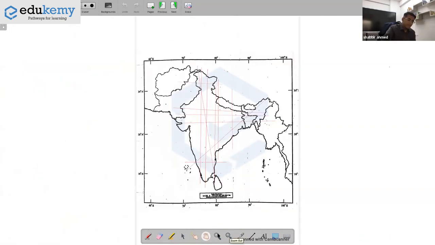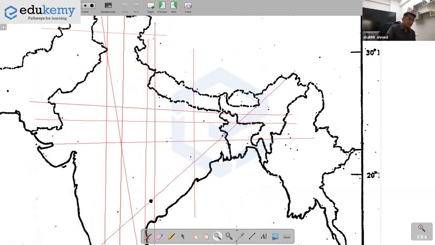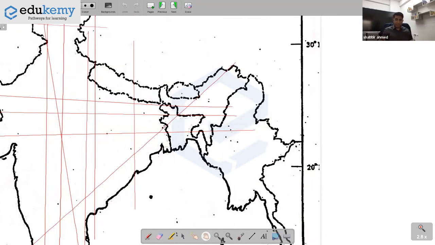I'm taking a fresh sheet. We are doing the Brahmaputra system now. Brahmaputra system has not been asked so far, but I think it's important because of a lot of construction and development being done at Brahmaputra. Okay, let's take up Brahmaputra.